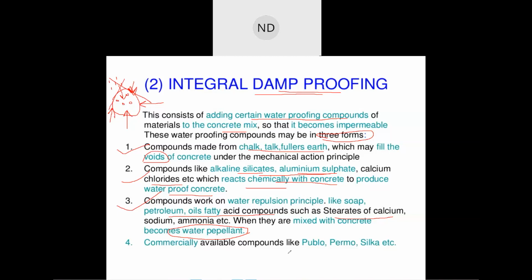Next are commercially available compounds like Pudlo, Permo, silica, etc. Nowadays there are some commercially available materials which are applied on the concrete mix. They can be of repulsive principle, or they can be chemical, mixed in so that they don't allow the water to get absorbed in the concrete. These are commercially available nowadays.